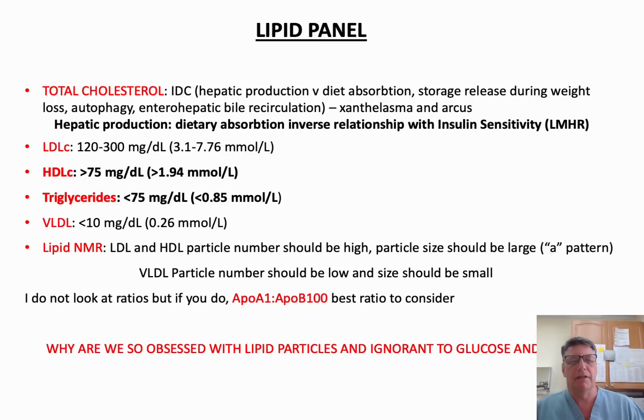I really don't find, for the most part, lipid NMR valuable. Oh, we must do lipid. No, I find it of no value because I can interpret exactly where someone is in terms of their biologic ketogenic journey based on LDL, HDL, triglycerides, and A1C. I don't need the lipid NMR unless they may have a genetic abnormality. Obviously, if we do it, we're looking for LDL and HDL particle number to be high and the particle size to be large, which gives us the A pattern, with VLDL particle number and size to be small. I don't look at ratios, but the ApoA-B100 ratio is the one to consider. But those I can interpret from the blood work directly.